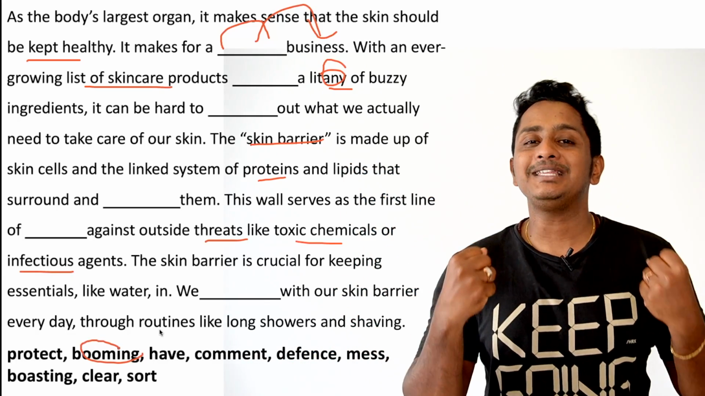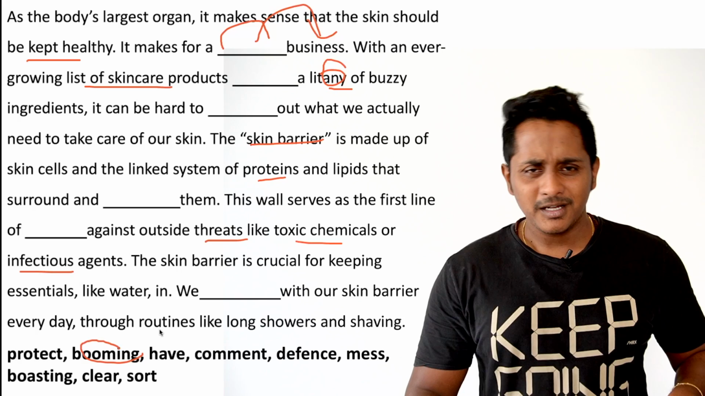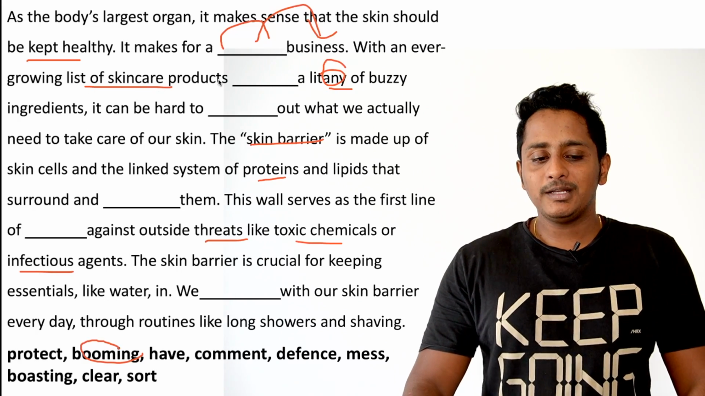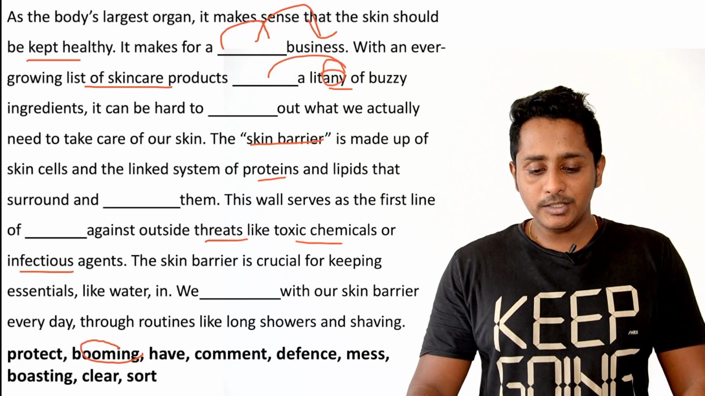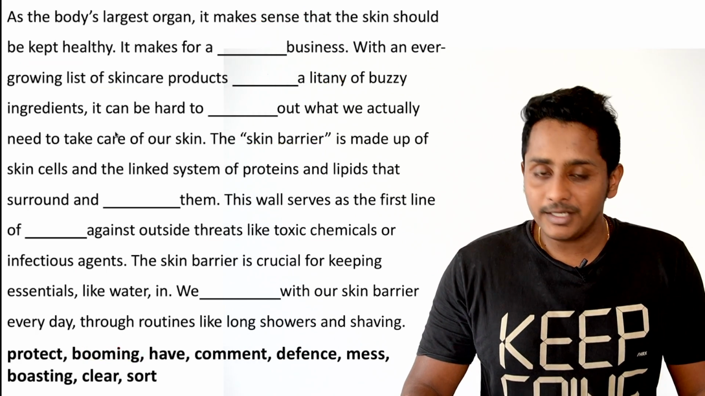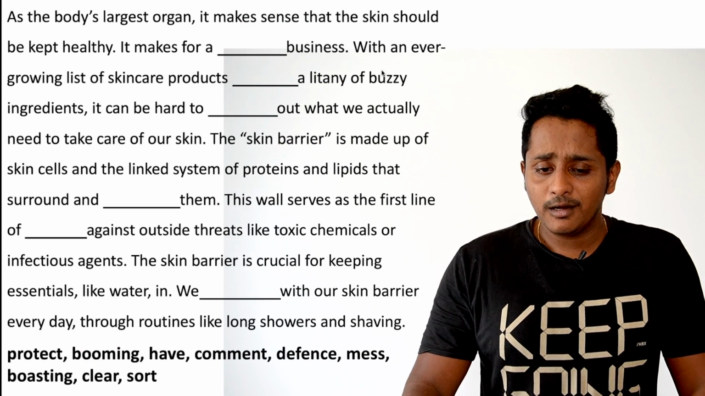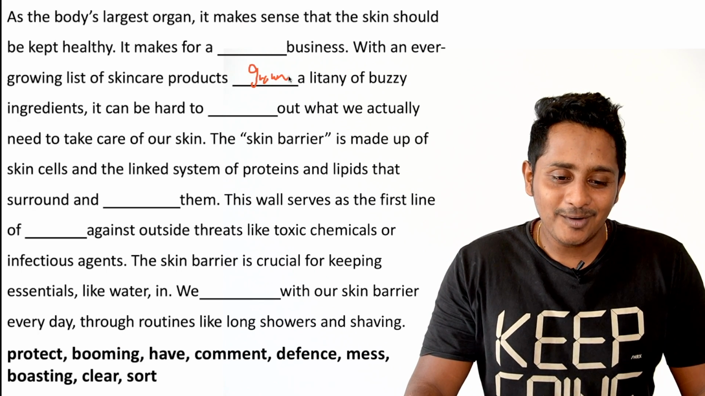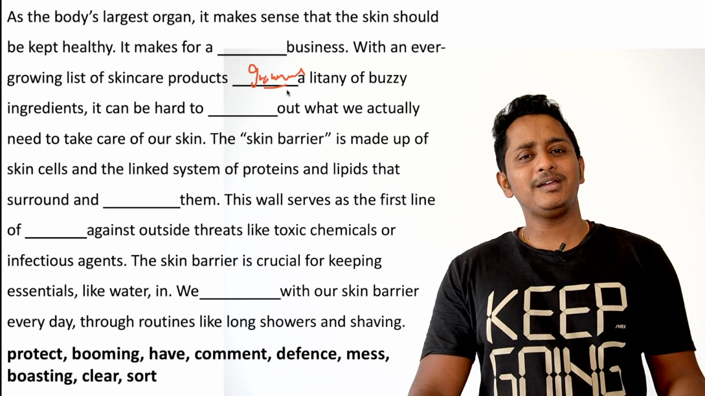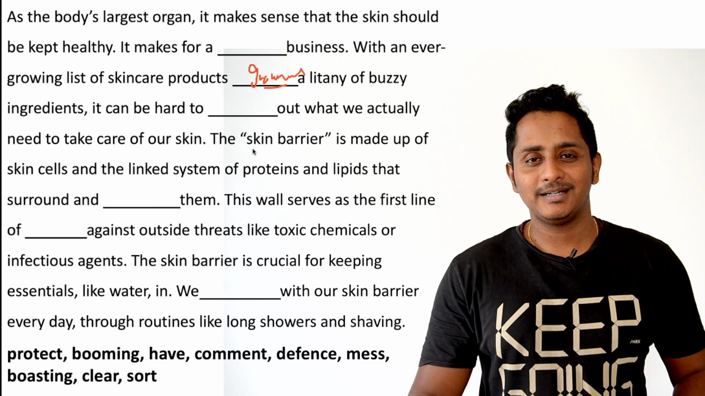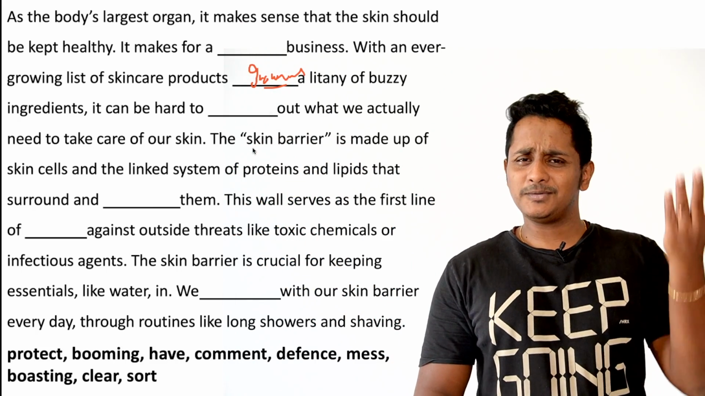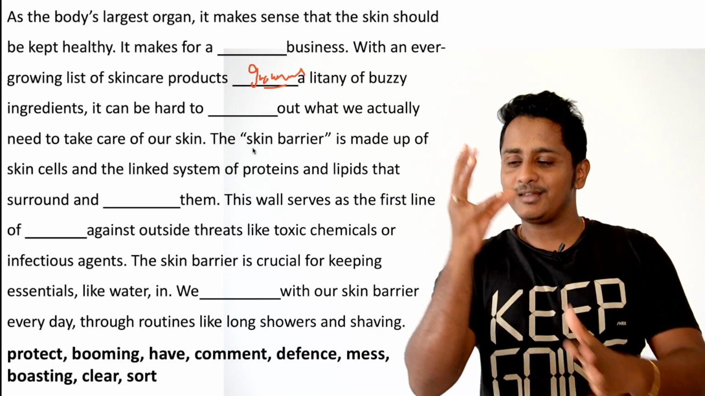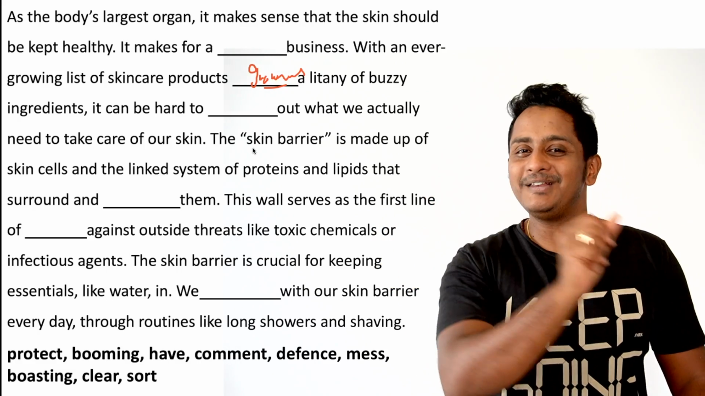Collocation, booming business. My business is booming. Collocation. So when you don't have much clarity because there are some difficult words or the context is difficult, apply collocation, man. With an ever-growing list of skin products, dash a litany of buzzy ingredients. So here with an ever-growing list of skin products, you can apply grammar. Nakul, how do we apply grammar? With an ever-growing list of companies, growing becomes difficult. With an ever-growing list of companies, making profit is difficult. Now observe, with an ever doing something blah blah blah, the next word 99% of the times will be ing.